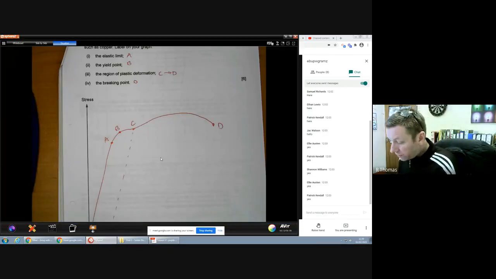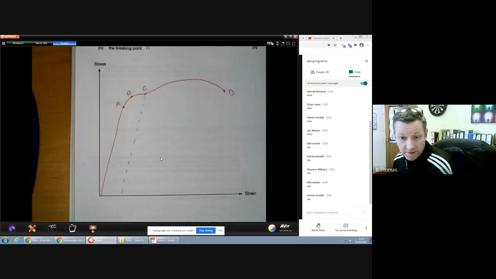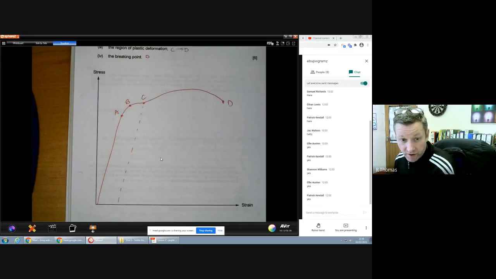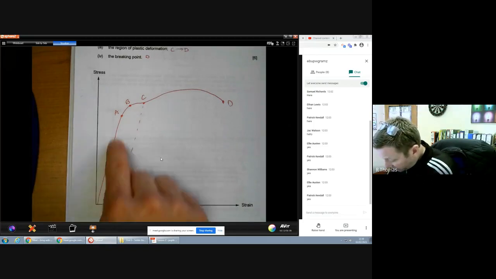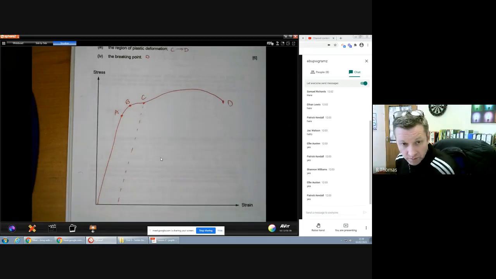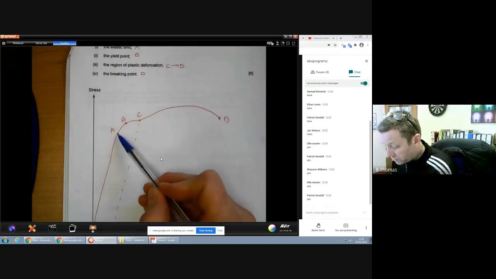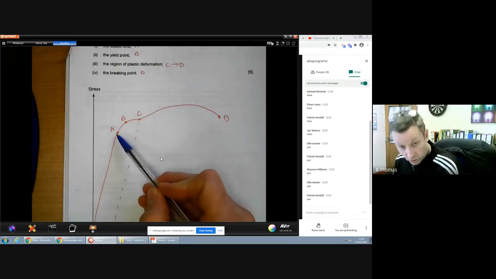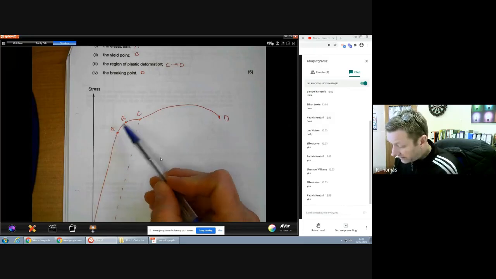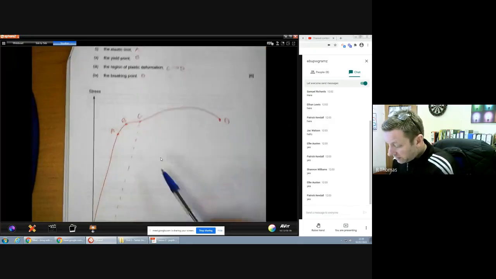Okay, so here's what I've got. There's the basic form of the graph. That's meant to be a straight line there, it went a bit wobbly. Should use a ruler probably. So it obeys Hooke's law, and then you get to this point here where it starts not being a straight line graph, and that is the elastic limit.